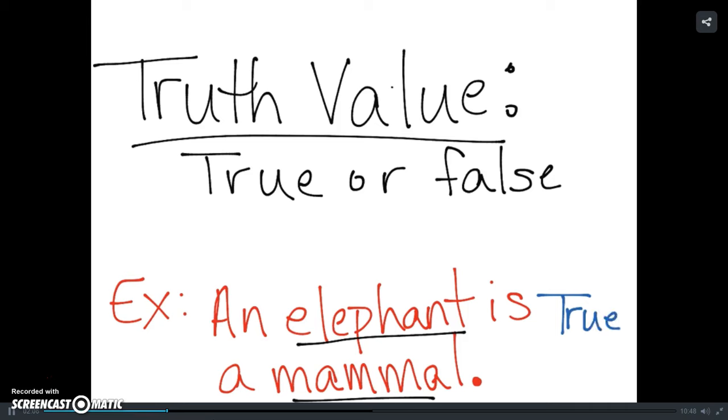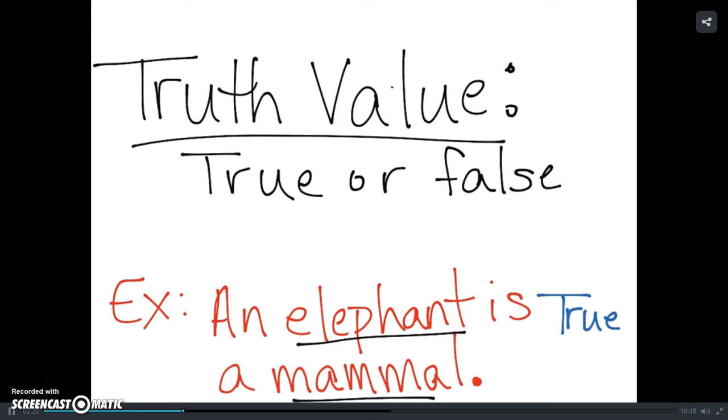So anytime it asks you for a truth value, you're just saying either true or false. If the statement is true, then you write true. If it's false, you would write false. Like if it said an elephant is a type of spider, then you would know that's false.